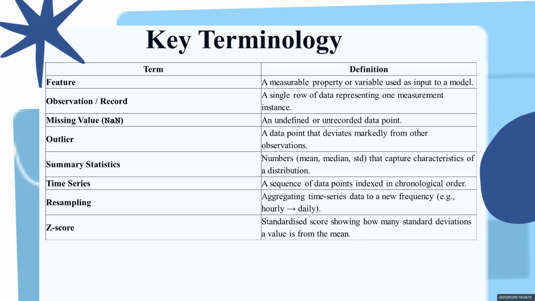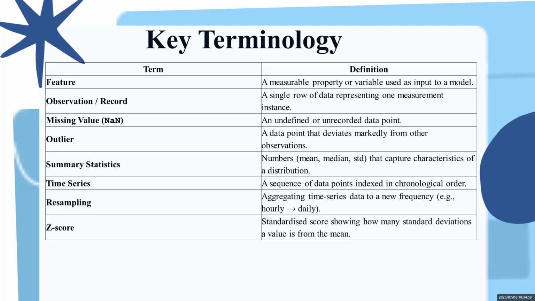All right, so the next term is observation or record. You've often heard this term, observation. It's a single row of data representing one measurement instance. For example, you have a structured data set in Excel. Now, each row that you have in that Excel is considered to be an observation or record. So if you have 10 rows, it means you have 10 observations or records. So these are data entries for a single person or a single case, depending on the situation or the nature of the data set.